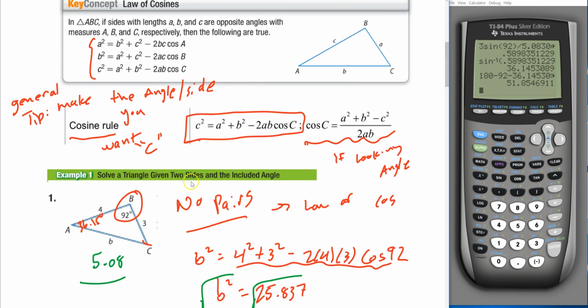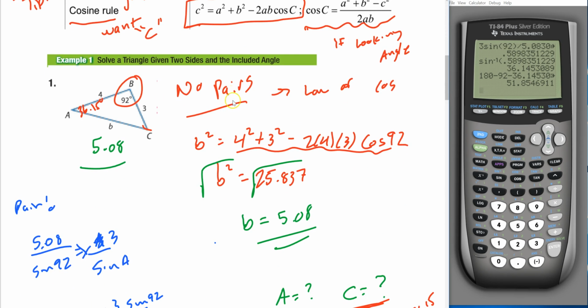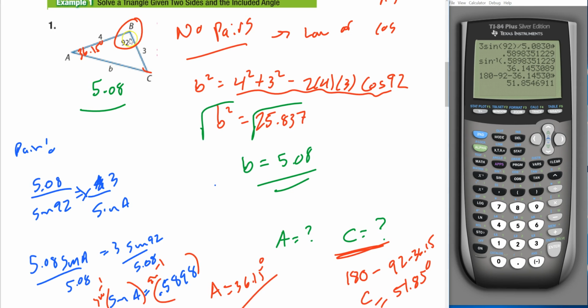All I did was notice I had no pairs. So I was like, oh, gotta do law of cosines. Plugged it all in. Got my b. Once I had my b, now I had a pair, so I could use law of sines again. And once I had that, all I do is find a missing angle.